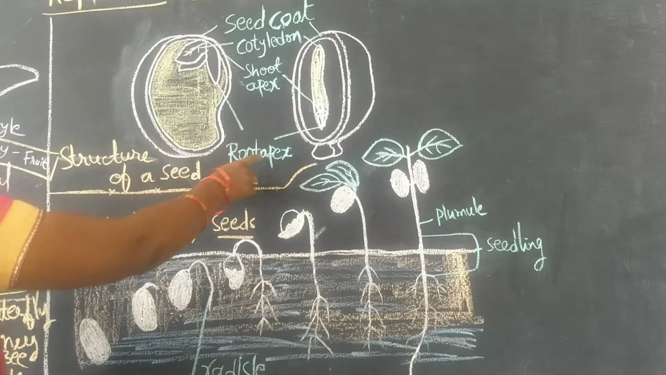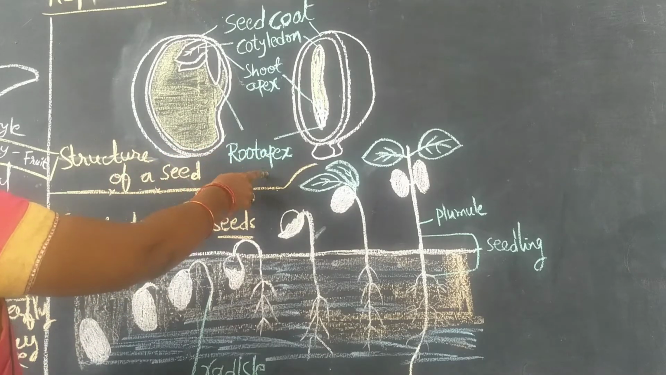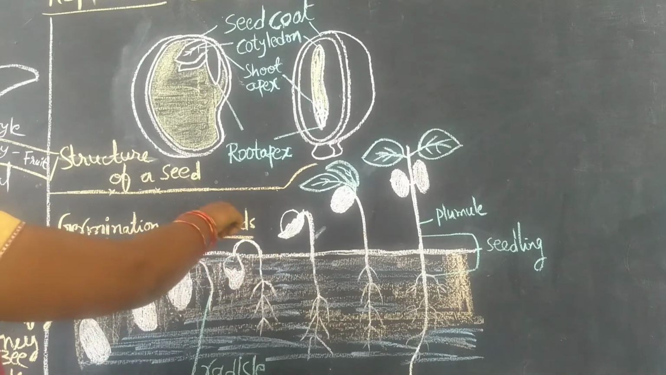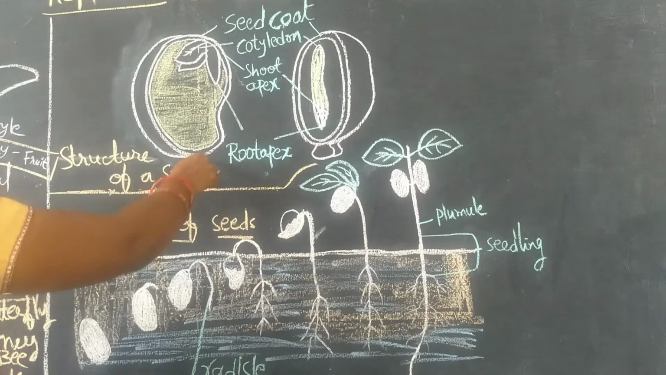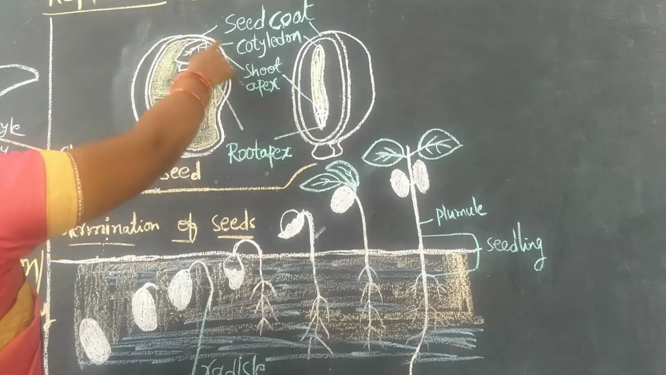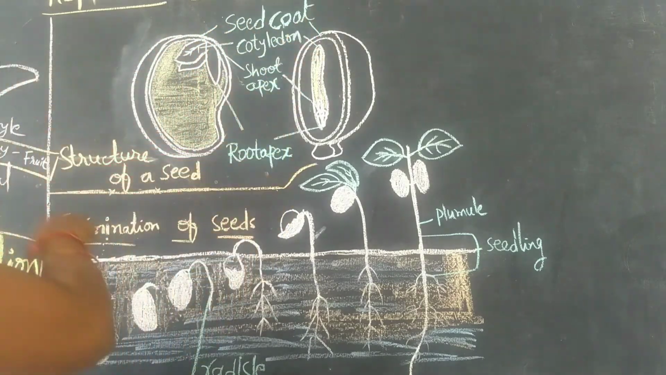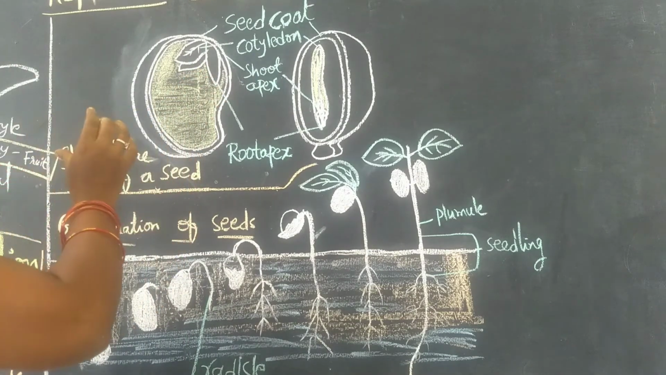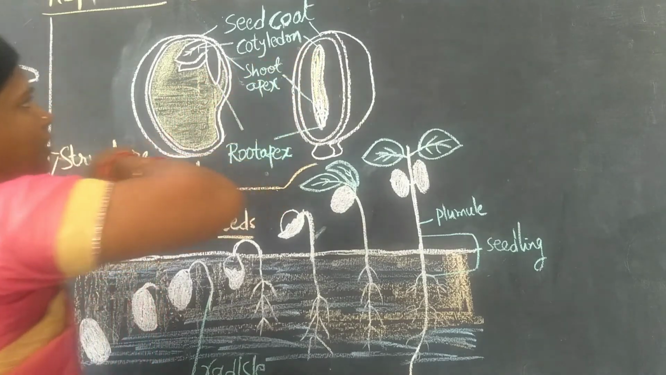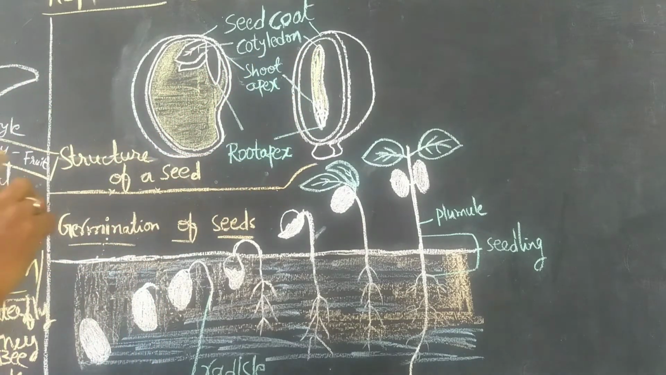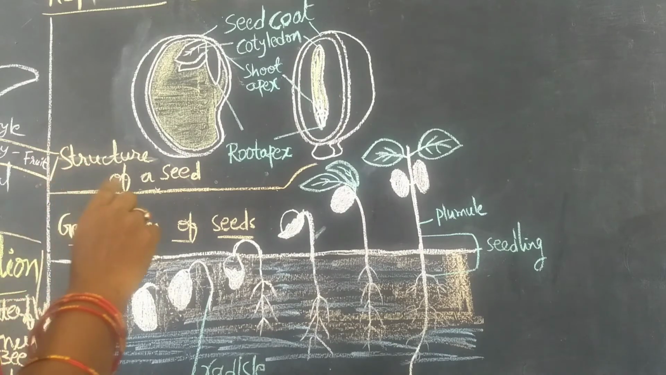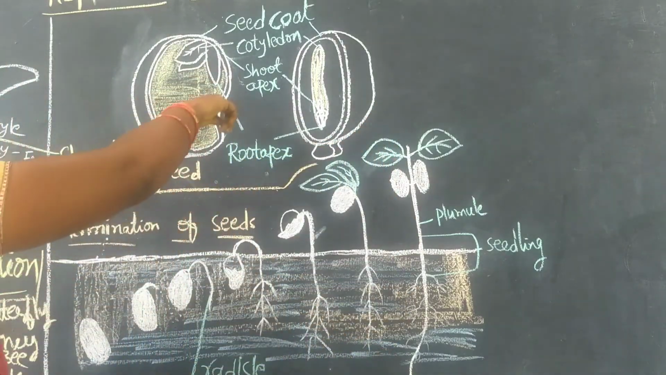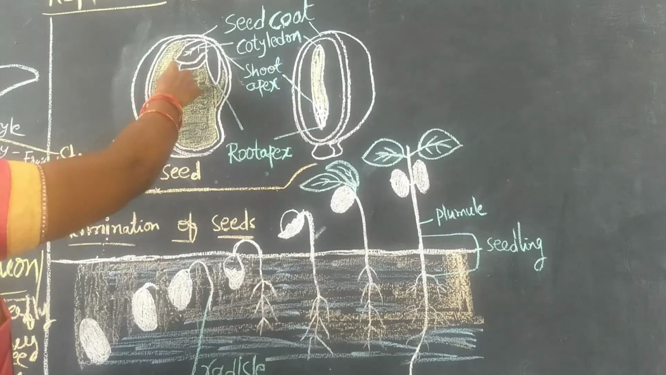Now I am going to explain about the structure of a seed, how a seed germinates. What is germination? Now this external coating is called seed coat. The seed has two parts, called cotyledon. If a seed has one part, that is called monocotyledon. First I will explain the parts of a seed.